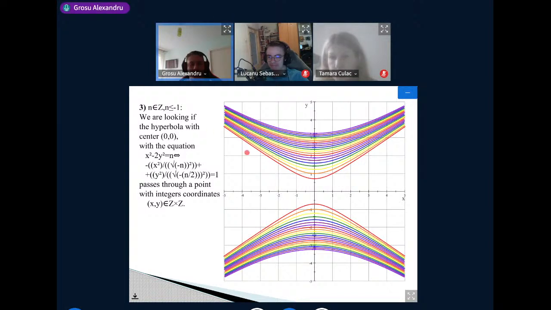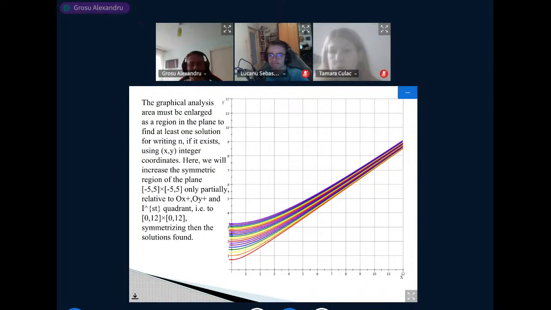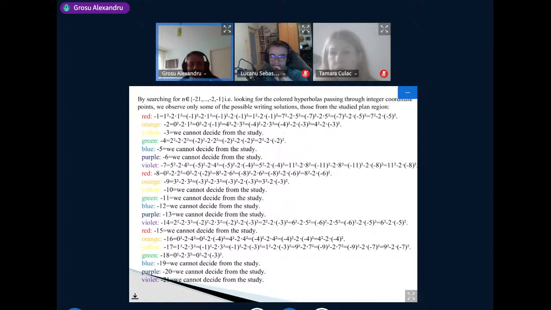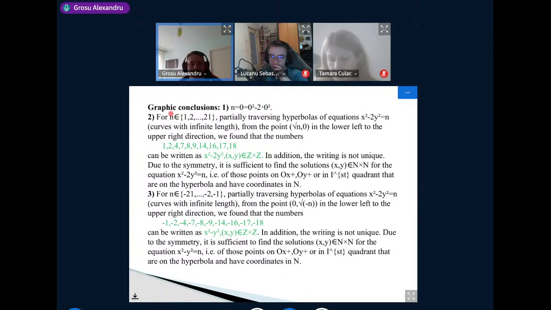Also, here's the third case that we studied, when n is smaller than 0 and equals minus 1. Also, here we have a graphic. So the graphic conclusion is that n equals 0 square minus 2 0 square. And for n from 1 to 21, we have obtained this number. And for n from minus 21 to minus 1, we have obtained these numbers.